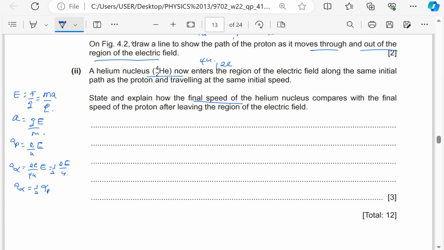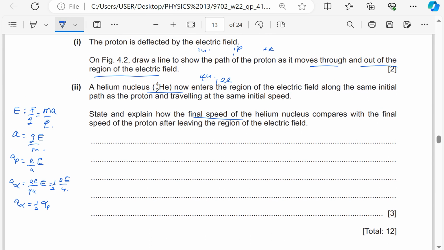And remember, the acceleration, of course, affects the speed. So it implies that the final speed of the helium is going to be lower. Even if they start with the same initial speed, the final speed of the helium is going to be lower than the final speed of the proton, because the speed depends on the acceleration. And remember, the acceleration is vertically downwards. It is not in the horizontal.